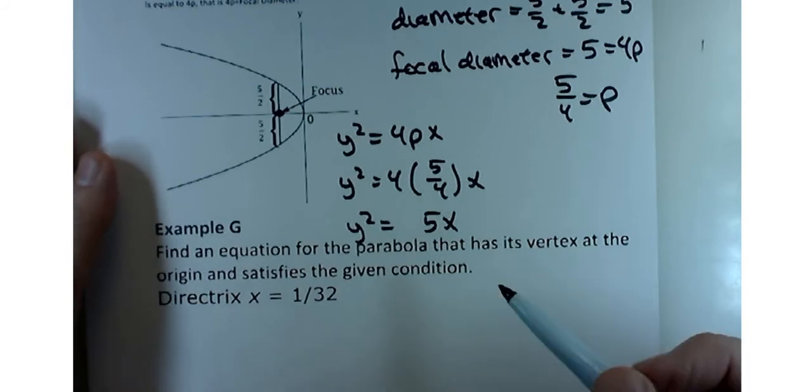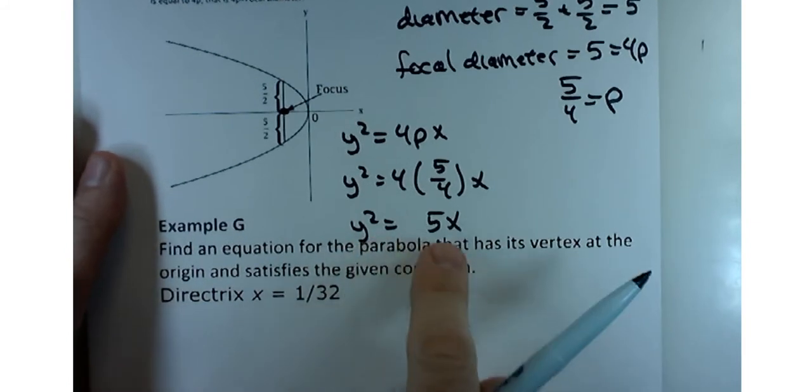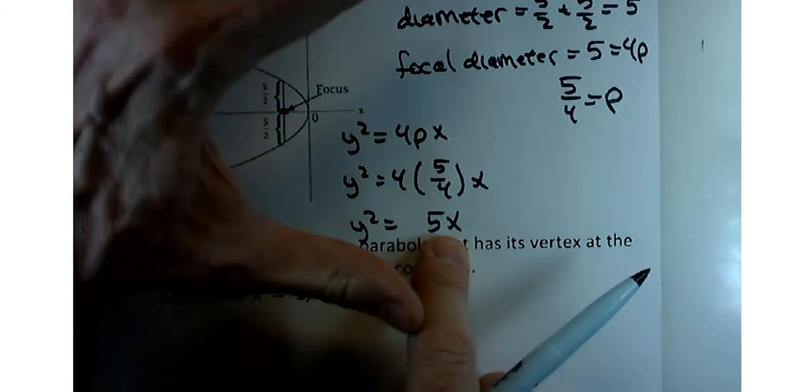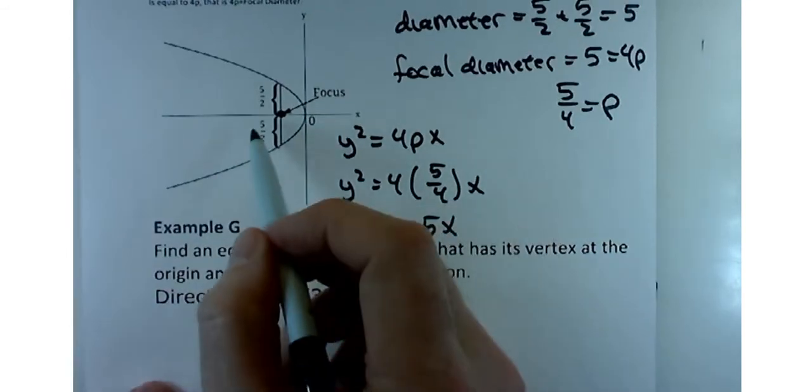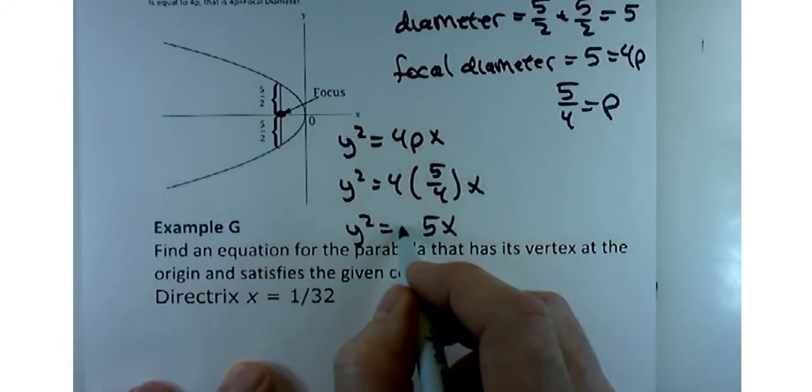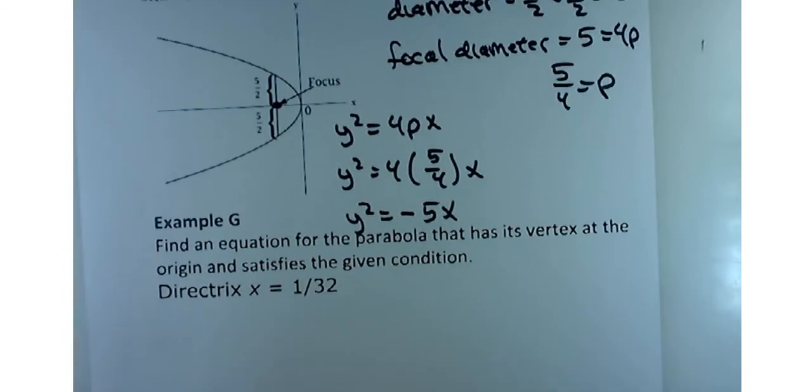But something looks wrong. y squared equals 5x would have to open to the right. So since this one opens to the left, I know it has to be y squared equals -5x. So, yay.